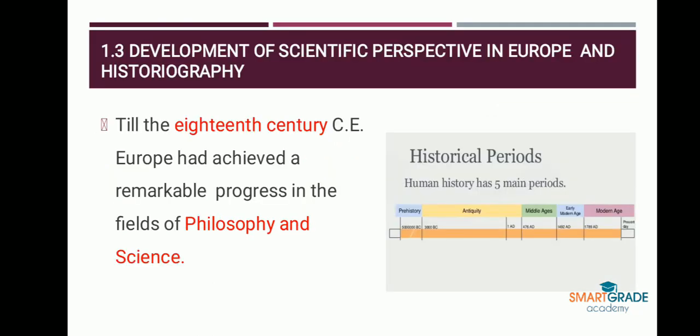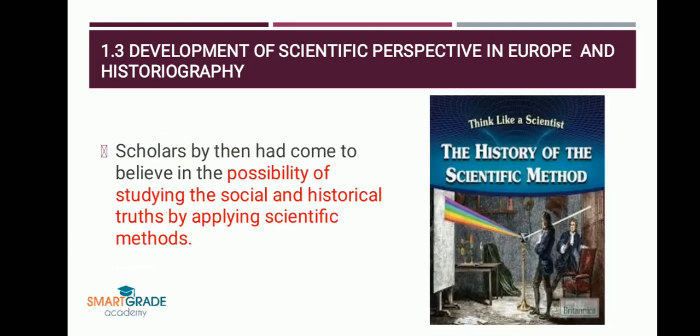Till the 18th century, Europe had achieved remarkable progress in philosophy and science. See, the scientific progress was mostly made in Europe, and many industrial revolutions and innovations like trains, telegraph, and telephone were made in Europe. So this started in the 18th century. So scholars of Europe thought that while studying the social and historical truth, we should apply the scientific method.